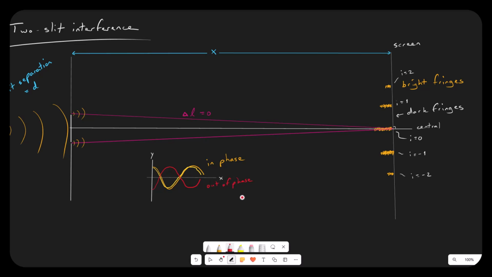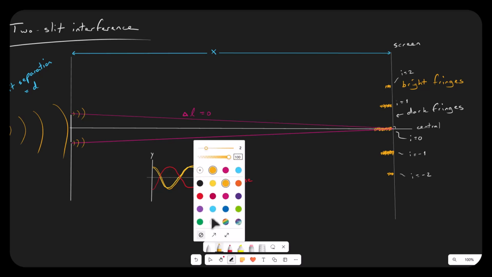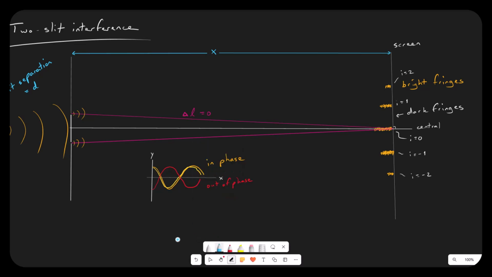The in phase and out of phase describes a relationship, so it can't be like one thing is in phase. You have to talk about how two waves are in relation to each other. So these two yellow waves are in phase with each other. The yellow and the red are out of phase with each other because when the one is at a peak, the other one's at a trough. That's all that means. Now we have seen from light interference that two waves that are in phase with each other will add constructively.